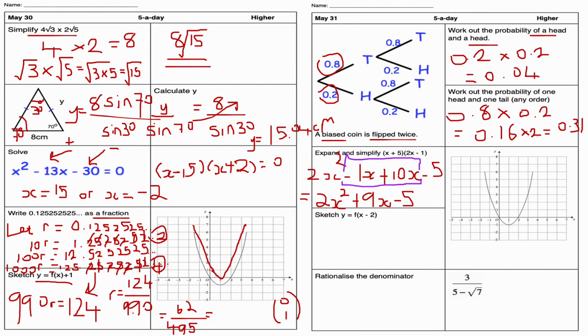Next question, sketch y equals f of x minus 2. So it's inside the bracket, so it's not doing the opposite here. We're going to add 2 to the x coordinate, so it's in the vector 2, 0, so it's a translation of 2 to the right.